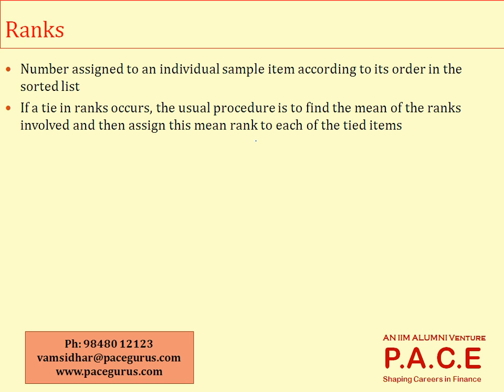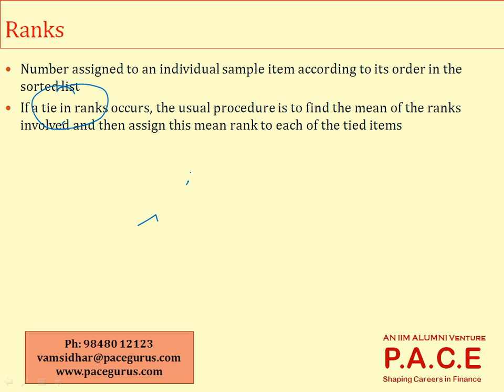So before we get into an understanding of the sign test, we need to discuss something about the ranks. How do we assign ranks to the individual items? It's basically simple. Arrange the data in the ascending order or in the descending order, and the lowest one gets a rank of 1, and keep on increasing the ranks. Now, the only problem occurs if there is a tie in the ranks.